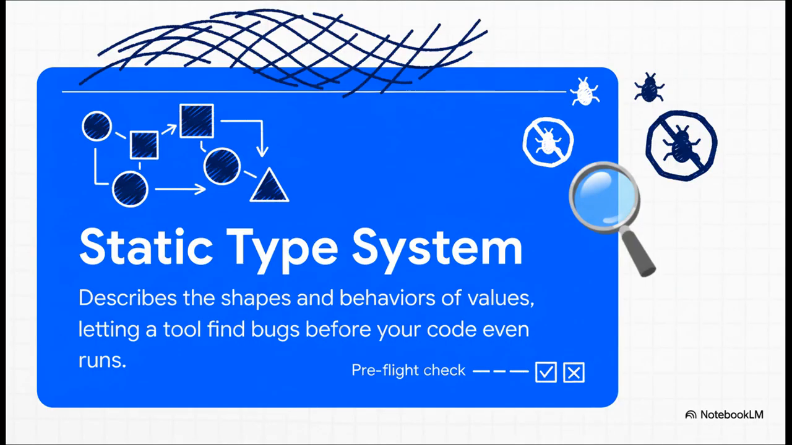Now, the magic behind this safety net is something called a static type system. I know, that sounds a little academic, but the idea is actually really simple. It's just a way for you to describe the shape of your data. You're telling your tools, hey, just so you know, this message variable, it's always supposed to be a string. And the tool uses that info to run a kind of pre-flight check on your code.